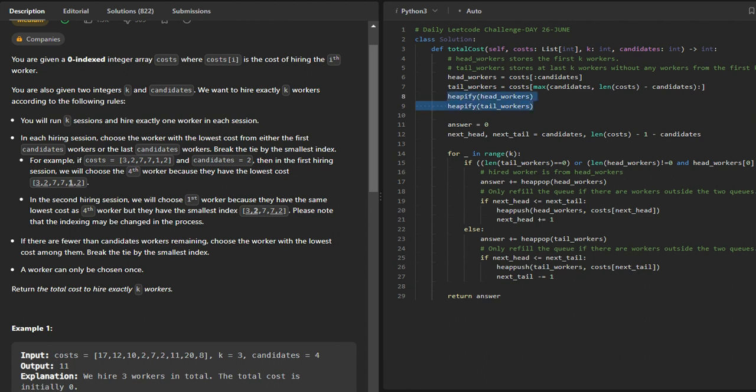So we are calling the heapify function on the left and the right heap, which is the head and the tail heap. Okay, next we are declaring answer, which will be our answer, which we will be returning finally. Okay, now what will happen is, we are going to have two pointers.